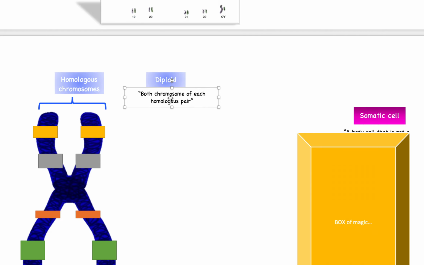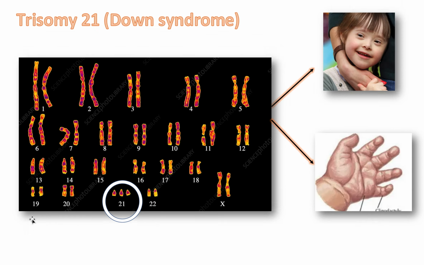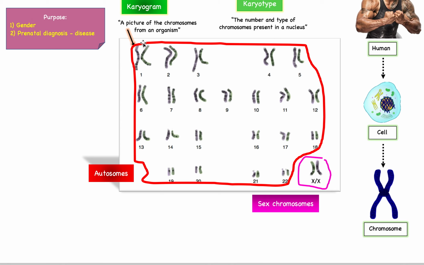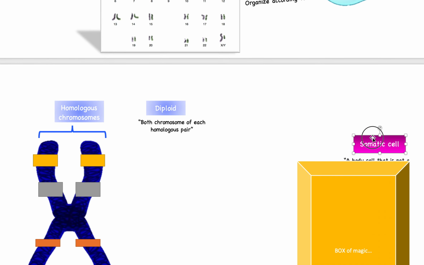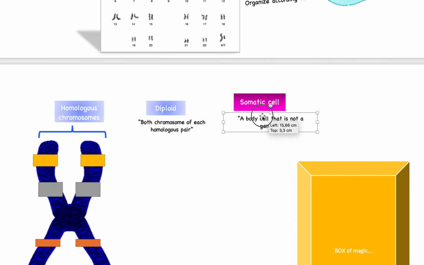So in a nutshell, it means both chromosomes of each homologous pair, meaning you have your mom's and your dad's. That's what we see in a karyotype. That would be a homologous pair, and this would be diploid DNA, meaning you have one from your mom and one from your dad for each chromosome. Where do we find this diploid DNA? You find it in your body cells.